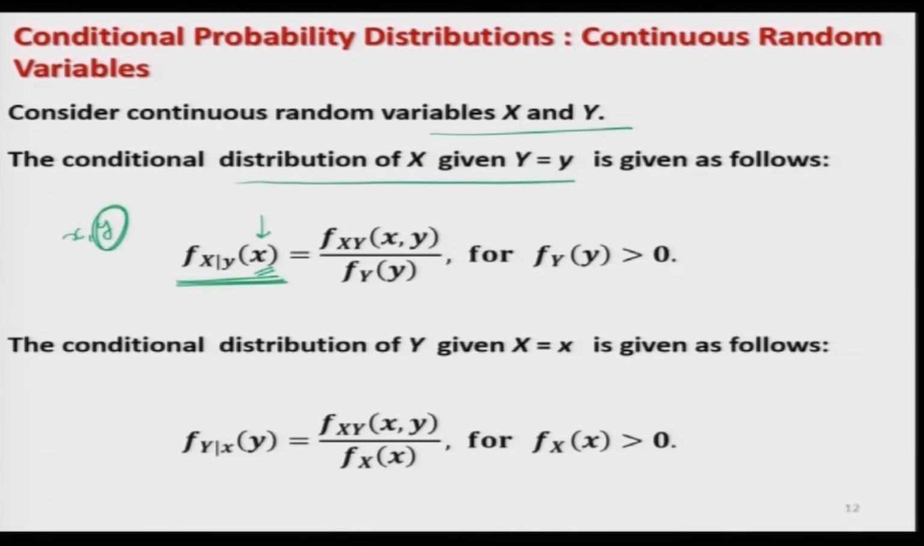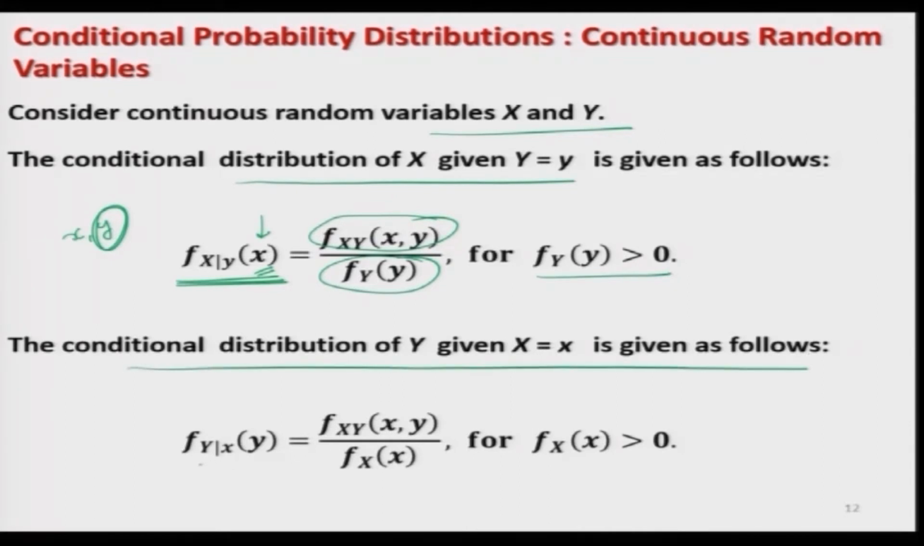So this is going to be defined as the joint PDF divided by the marginal PDF of y, and obviously f_Y(y) has to be greater than 0, otherwise this quantity cannot be defined. And similarly, the conditional distribution of y given x can be defined as f of y given x, and this is going to be a function of y, because x is fixed, x is known. So this is going to be the joint PDF f of x y divided by the marginal PDF, right. And obviously in this case f of x has to be greater than 0.